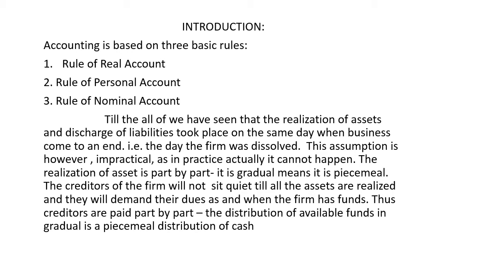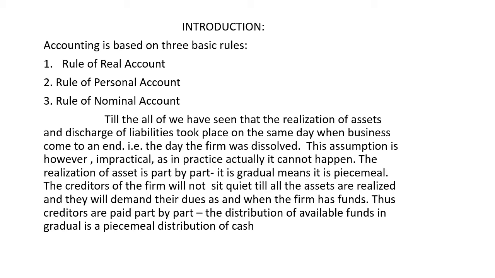All of you are aware that accounting is based on three basic rules: the rule of real account, the rule of personal account, and the rule of nominal account. The rule of real account is debit what comes in, credit what goes out. The rule of personal account is debit the receiver, credit the giver. And the rule of nominal account is debit all expenses and losses, credit all incomes and gains. Accounting and accountancy is based on these three basic rules.